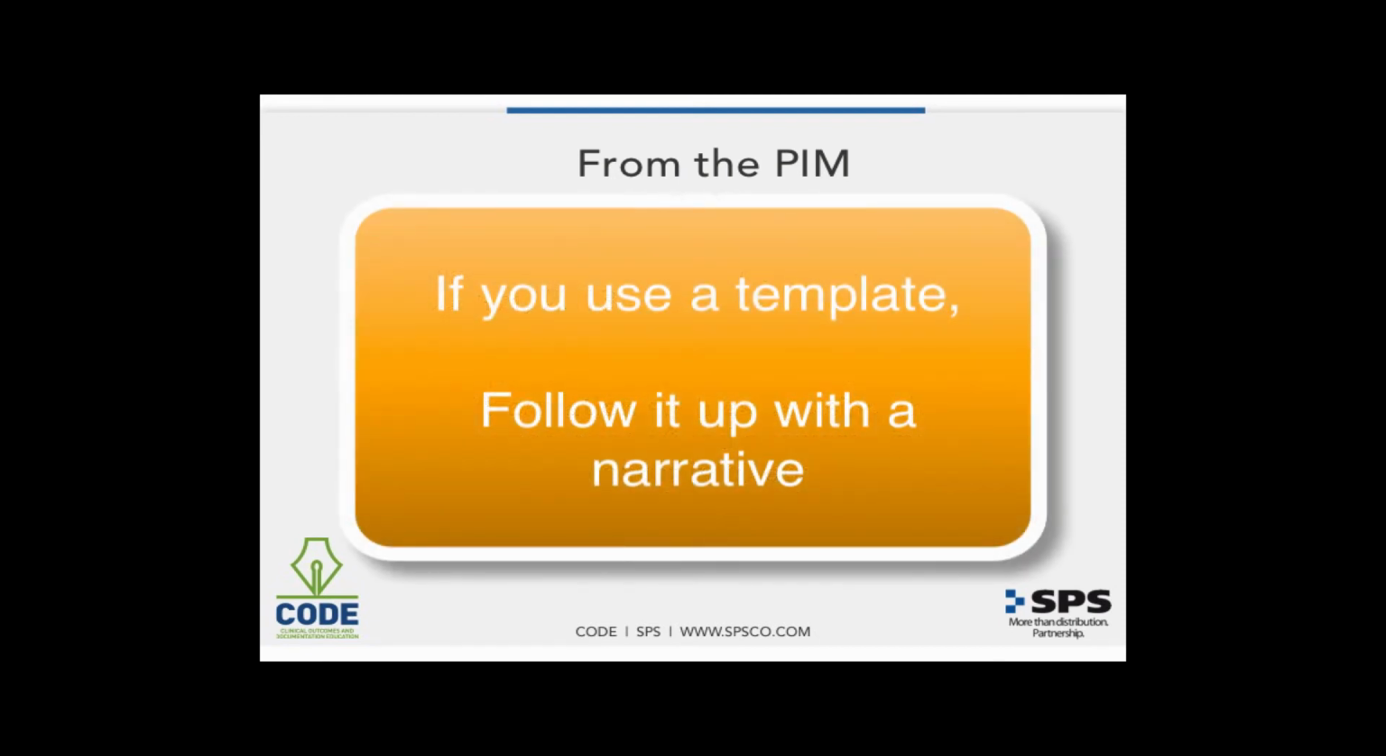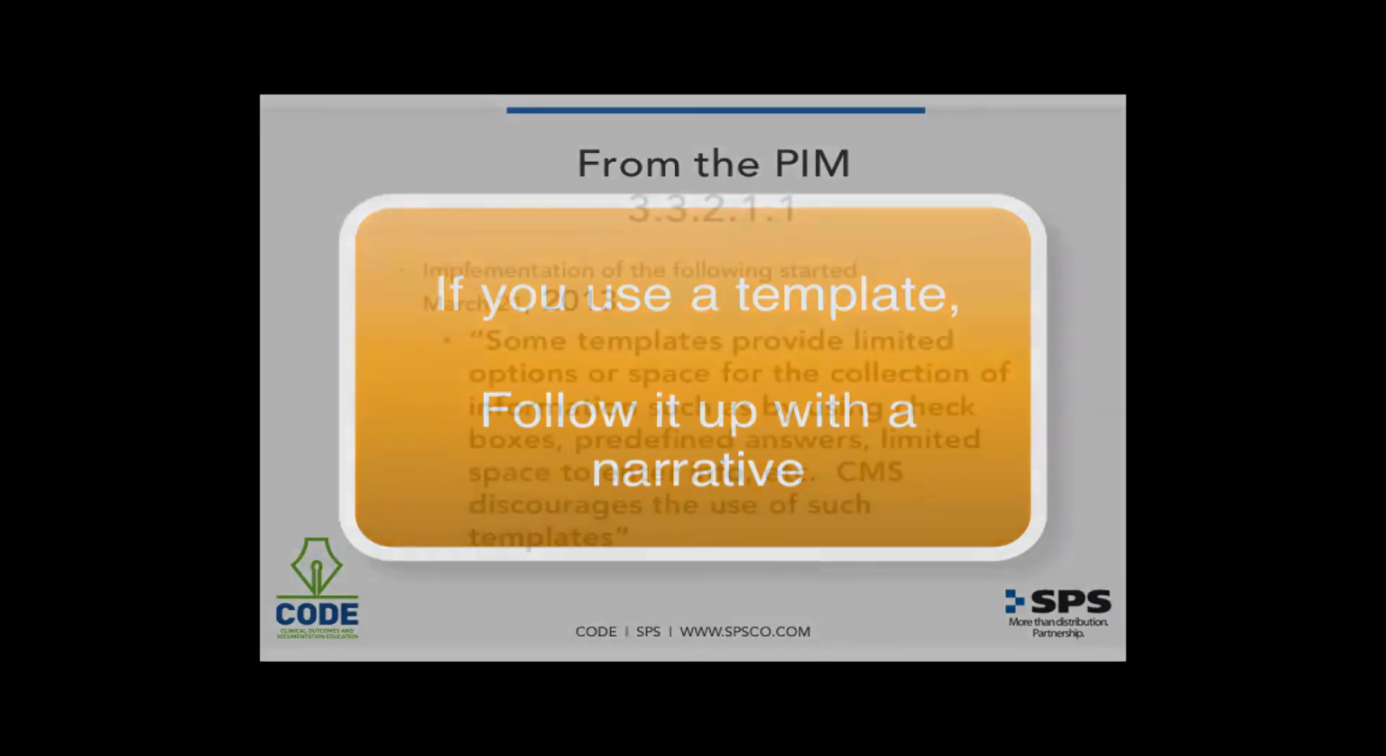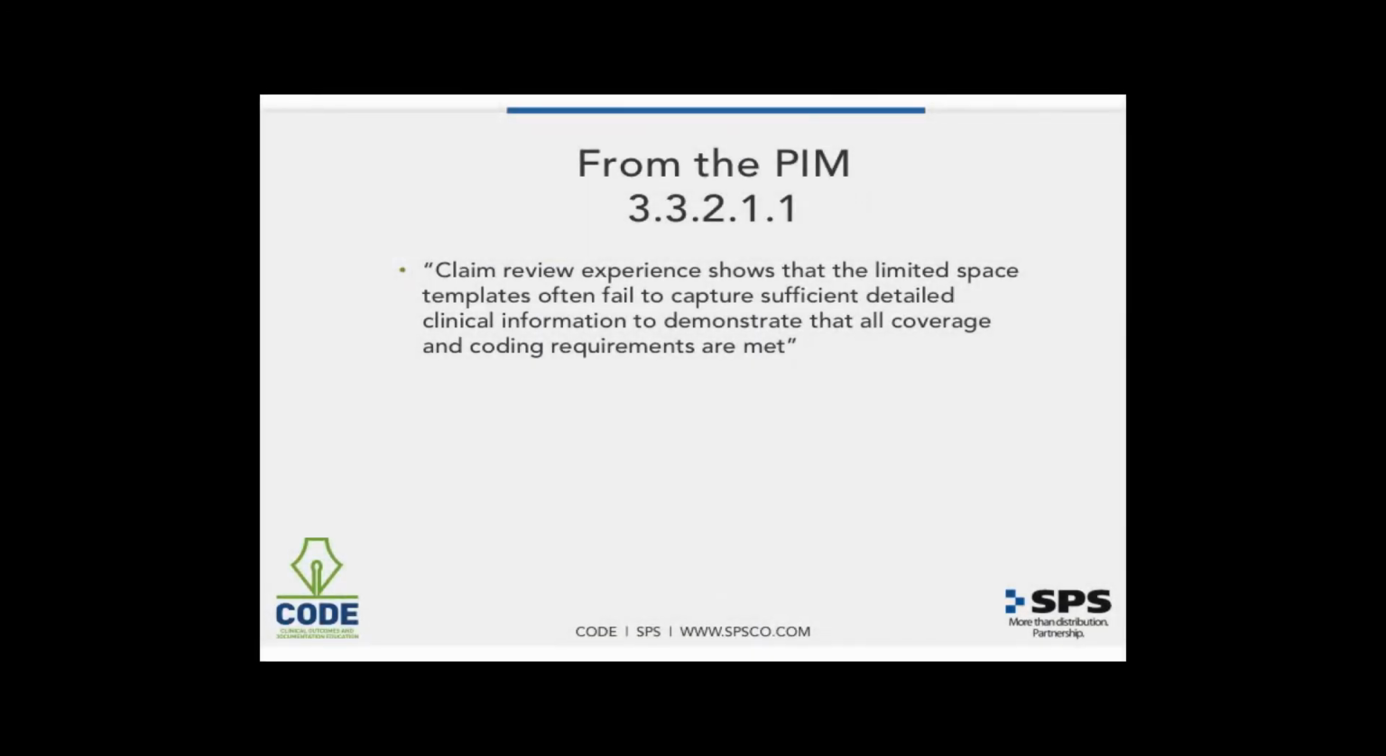We use the templates to guide us in our evaluation to make sure we don't forget anything, but we follow that template up with a narrative note that brings all the information from the template into a complete story, a complete narrative that explains what the patient needs and how the orthosis or prosthesis fills that need. Okay, this same section of the Program Integrity Manual goes on to say that the claim review experience from CMS shows that the limited space templates often fail to capture sufficient detailed clinical information to demonstrate that all the coverage and coding requirements are met.